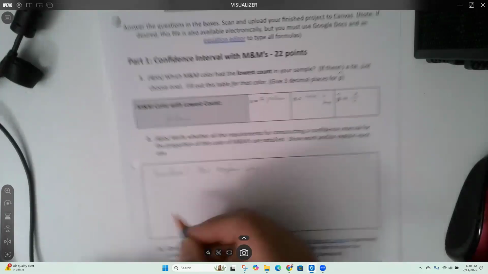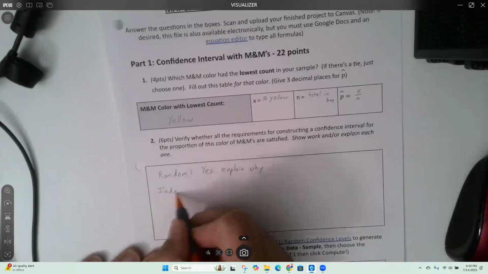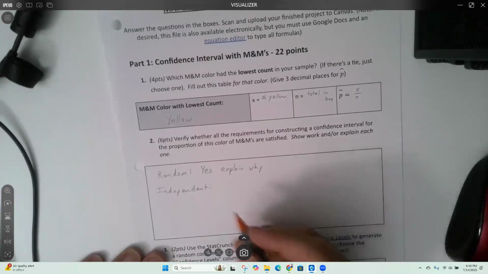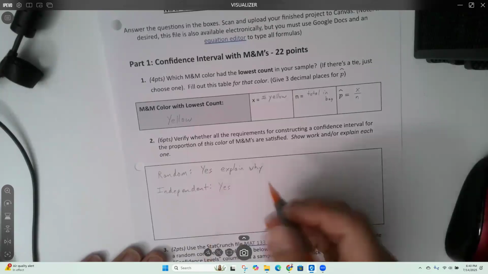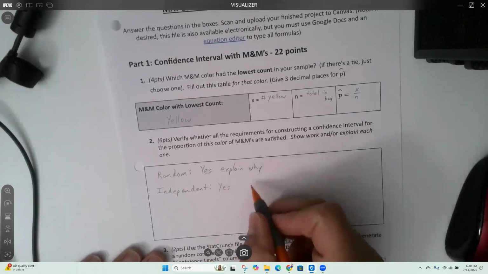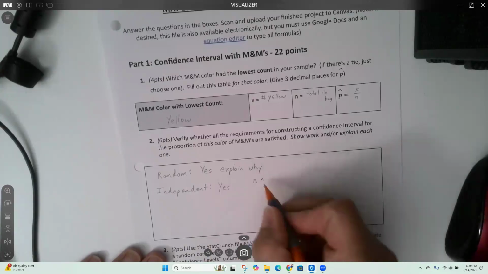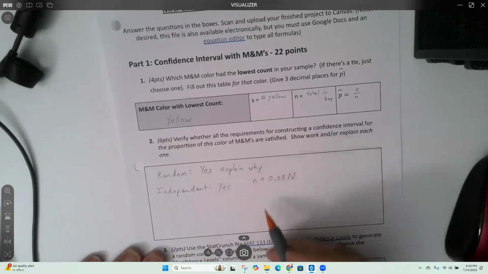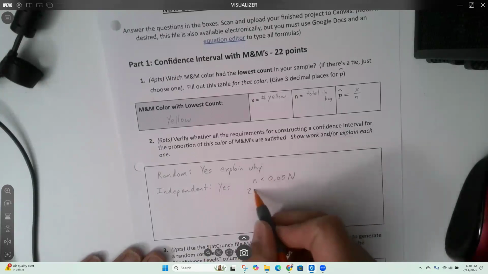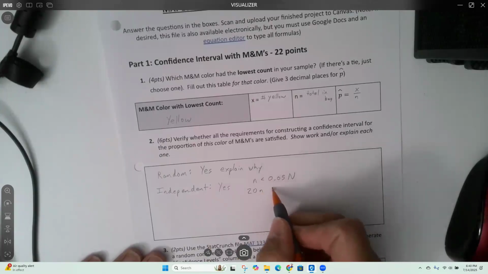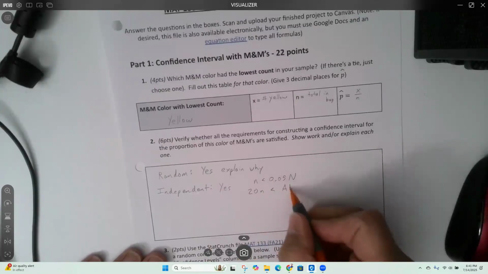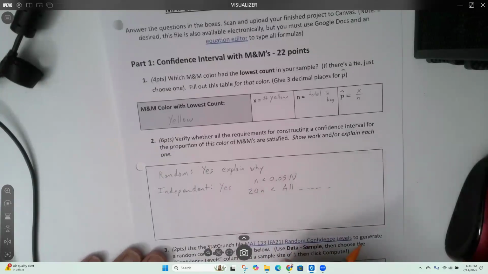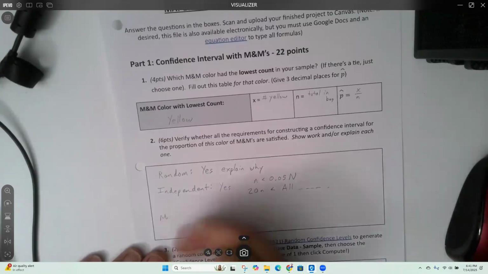All right. Next is independent. Okay. And for independent, the answer is also going to be yes, okay? And that's because our n has to be less than 5% of the population size, okay? Or you could do it as 20 times n, that needs to be less than the population, which in this case is all what, okay? All right. Last one is normal, okay?